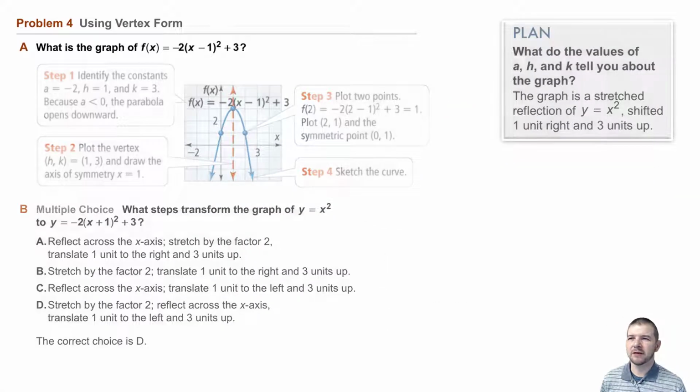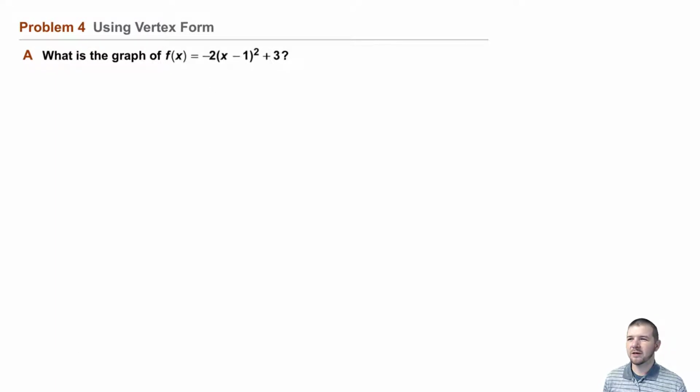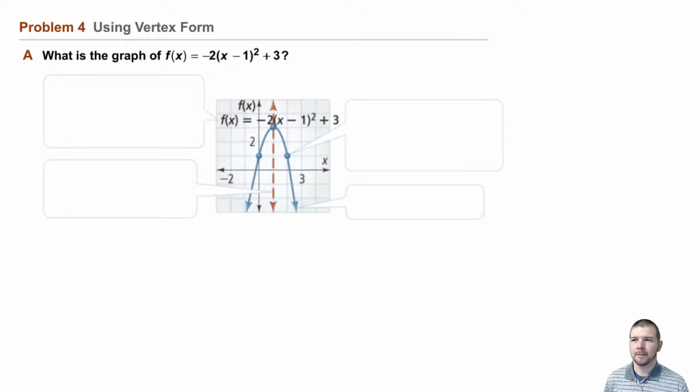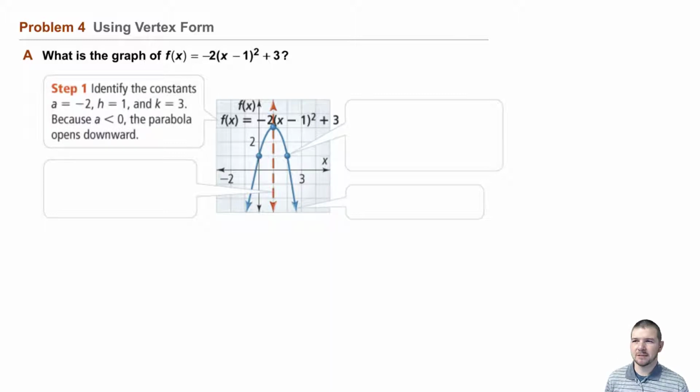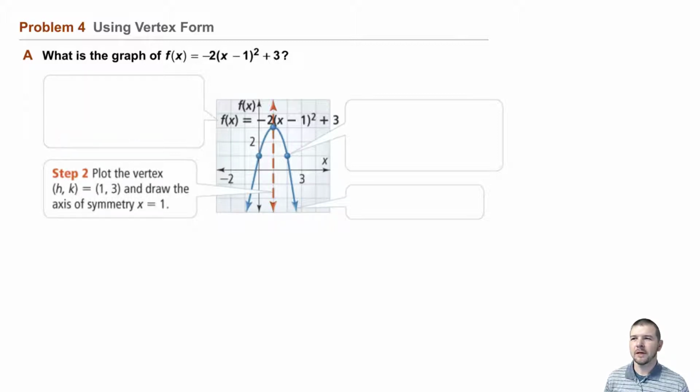Problem 4. Using vertex form. Part A. What is the graph of f of x equals negative 2 times the quantity x minus 1 squared plus 3? Well, in step 1, identify the constants. For us, a will equal negative 2, h will equal 1, and k will equal 3. Because a is less than 0, the parabola opens downward. Step 2, we'll plot the vertex at the ordered pair h comma k. For us, that's 1 comma 3, and draw the axis of symmetry at the line x equals 1.